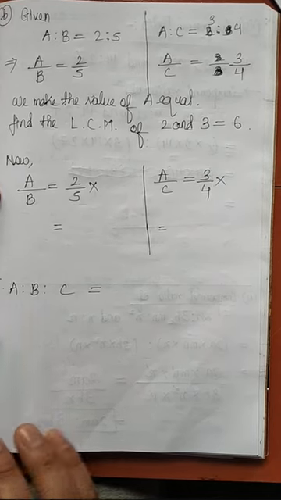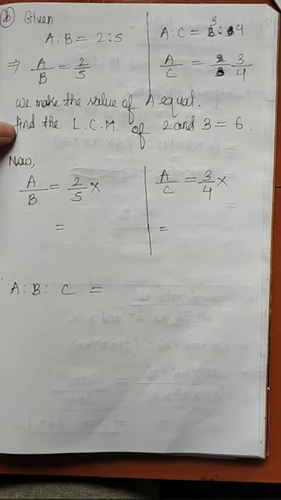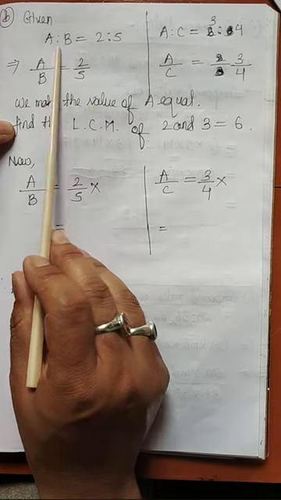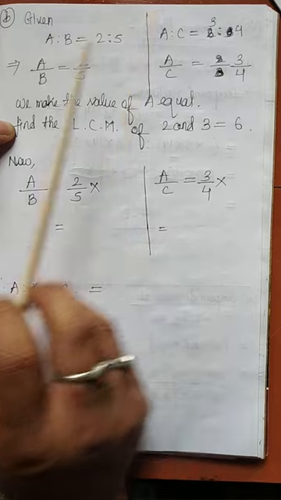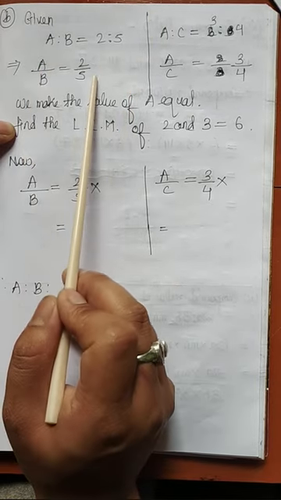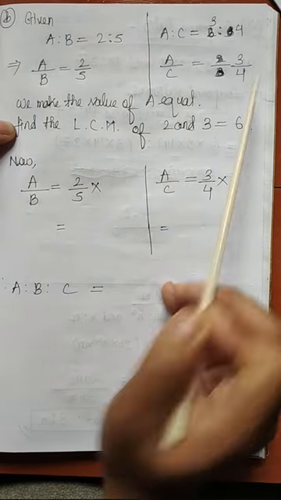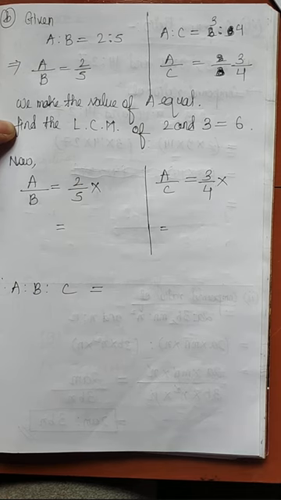Okay, next is question number 18 part B. Here also A is to B is given to us. A is to B is 2 is to 5, and A is to C is 3 is to 4. So A by B is 2 by 5 and A by C is 3 by 4. Now again here the question is find A is to B is to C.